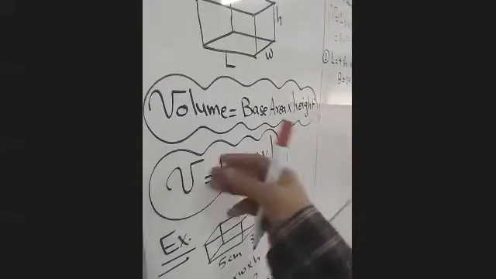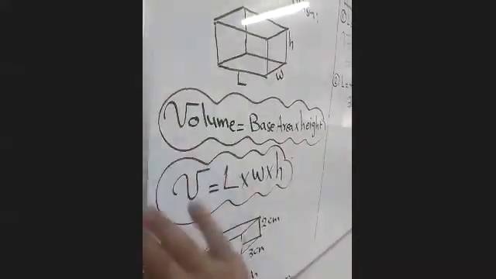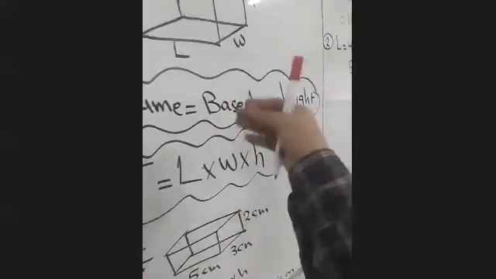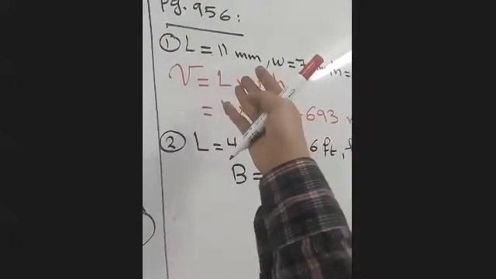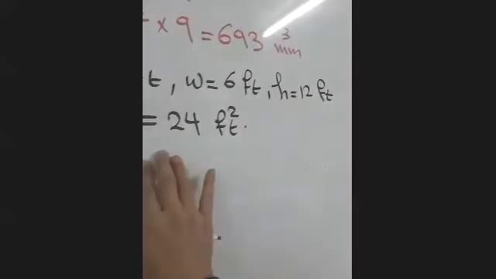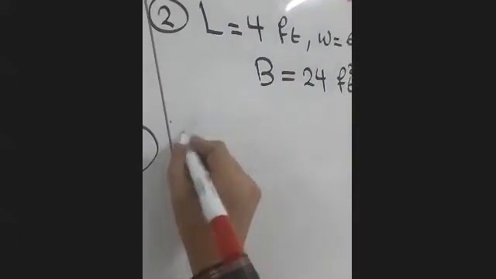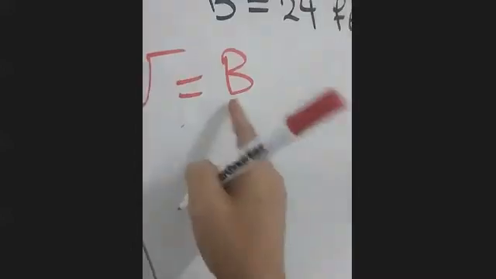Here we have two formulas. If the base area is given, multiply it with height directly, you will have the volume. If the base area is not given and they gave you the length, width, height as in the first question, you multiply, or you will use this formula, length by width by height. Here the base area is given. So V equals big B, not small b, big B, like this. 24 multiply H.